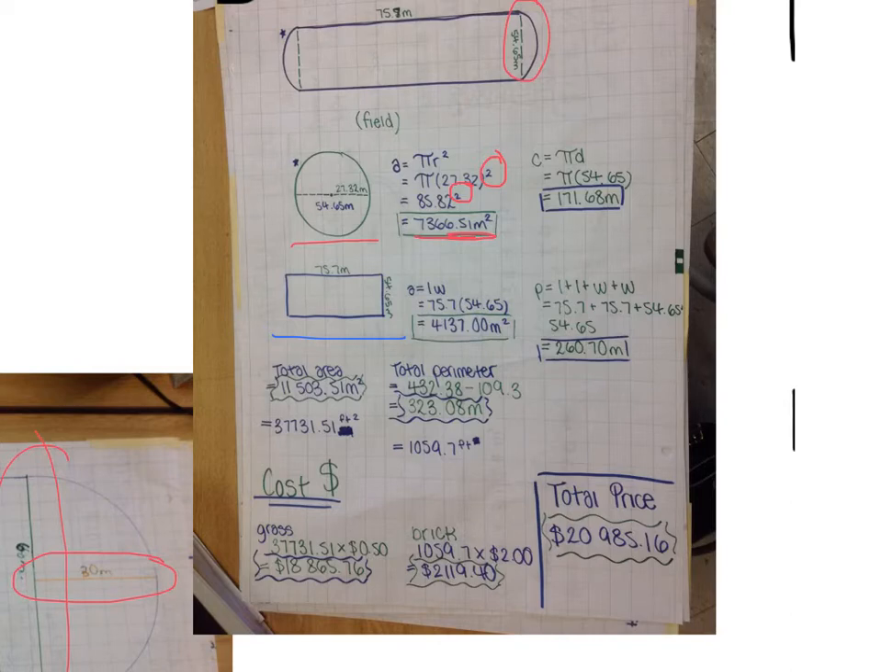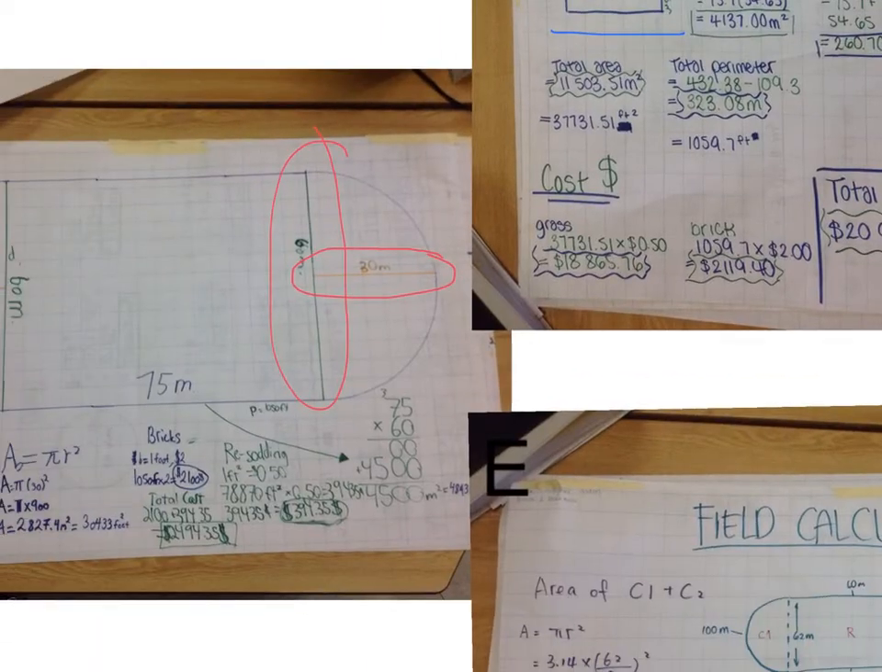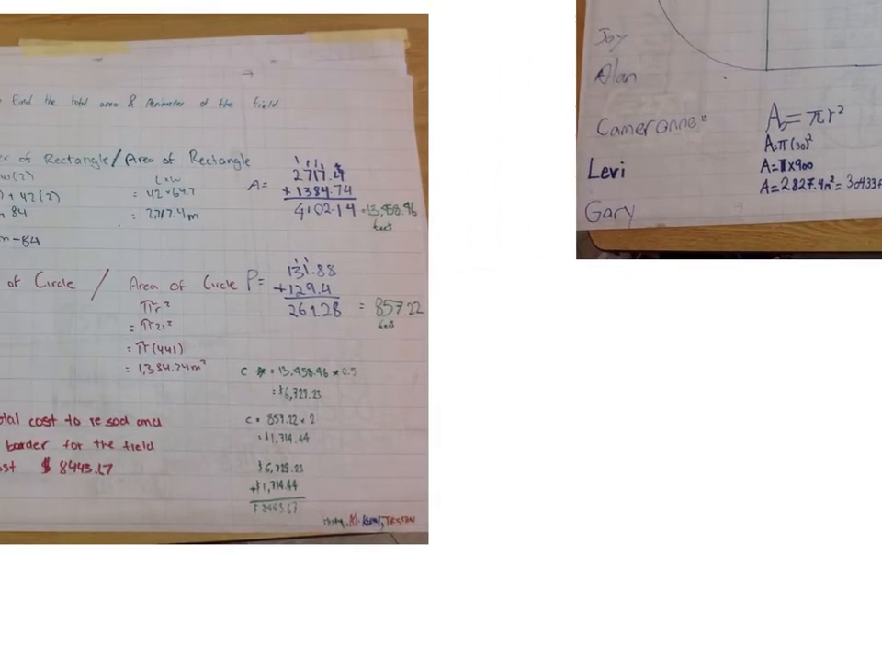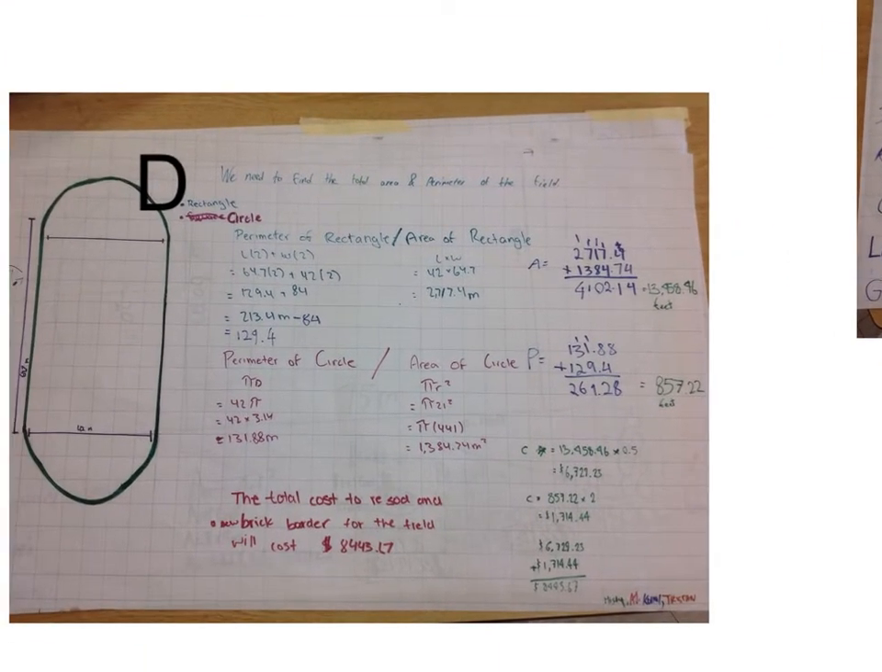Other groups, which I found quite interesting, actually, if I show them here, this group, Group D, did the perimeter of the whole rectangle, but then they realized their mistake and then subtracted it. So the perimeter is actually just the perimeter of the entire way around, not the perimeter of each shape individually. So they made a mistake, and then they corrected their mistake, which was pretty good.